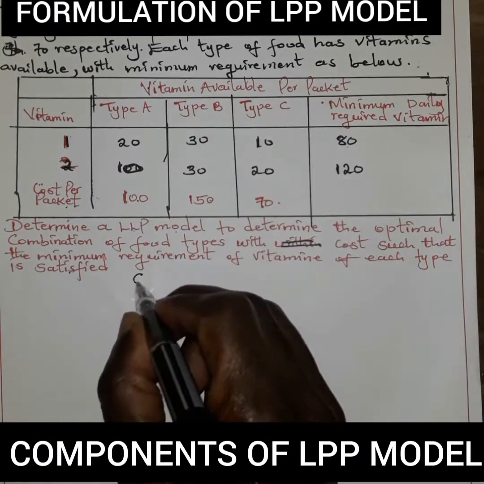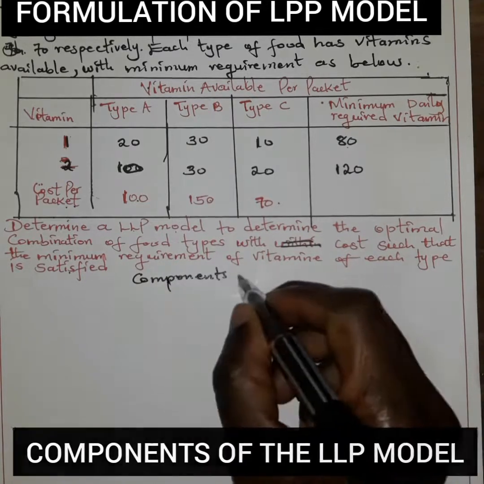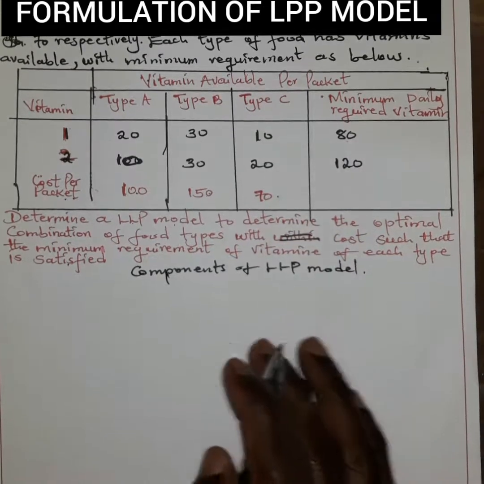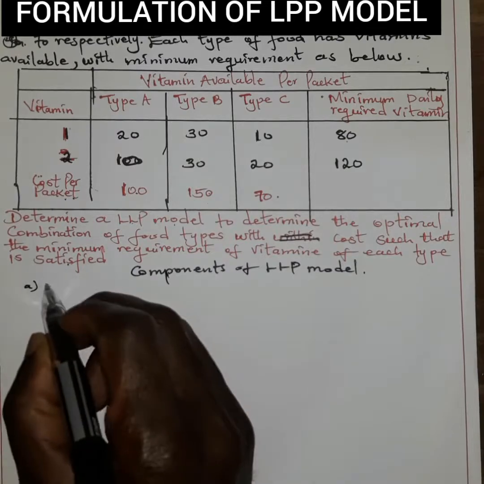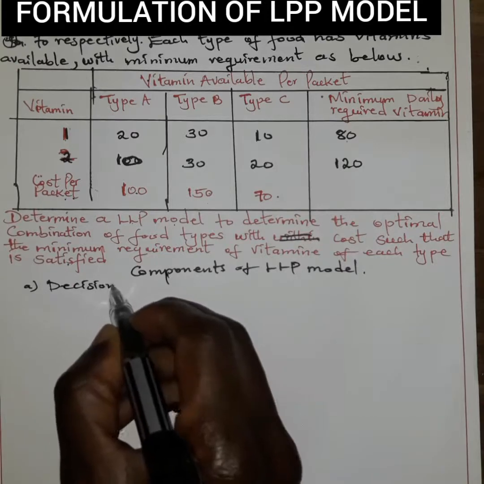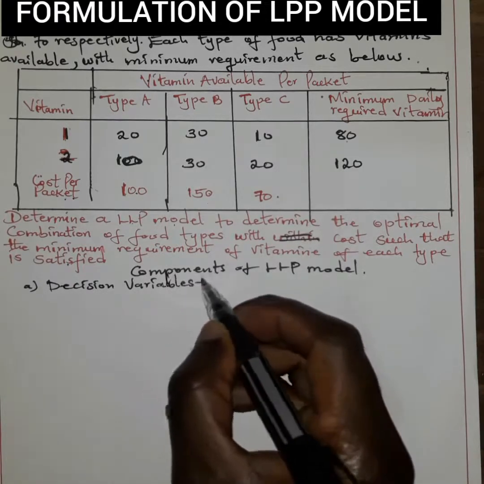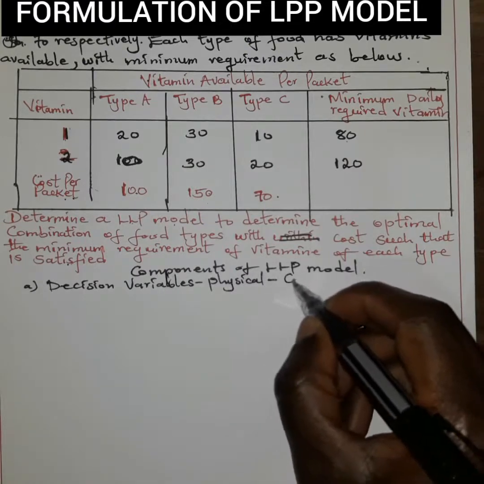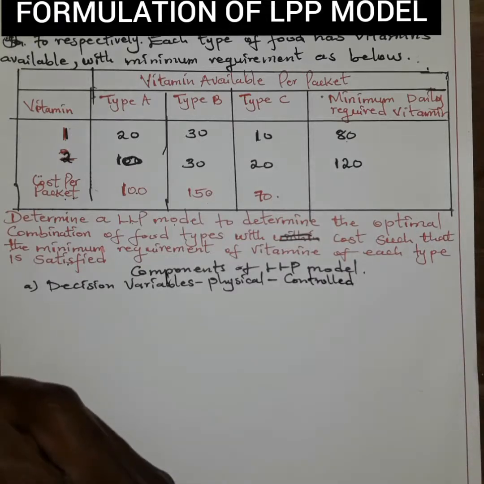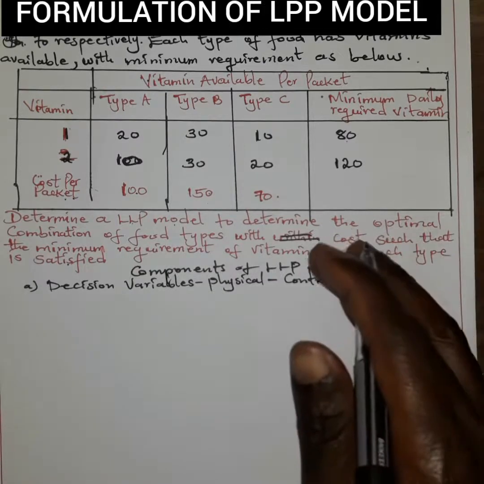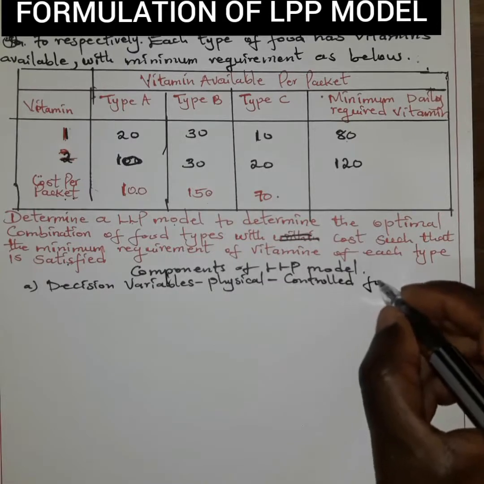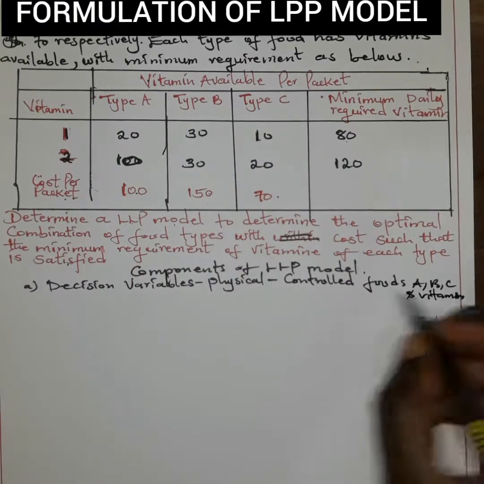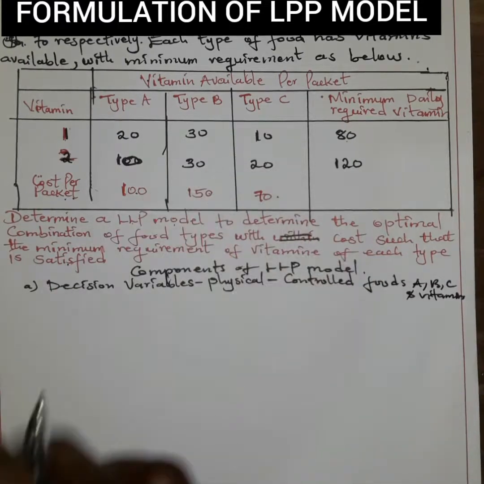So I just want us to look at what is known as the components of a linear programming model, as in what makes up this particular model that we're going to talk about. The first one is normally what is known as decision variables. Decision variables are basically the physical variables which are being controlled in the model so as to be able to either minimize the problem or maximize the problem. In this case, we are going to control the foods A, B, and C. These are the physical variables to be controlled in this particular problem.